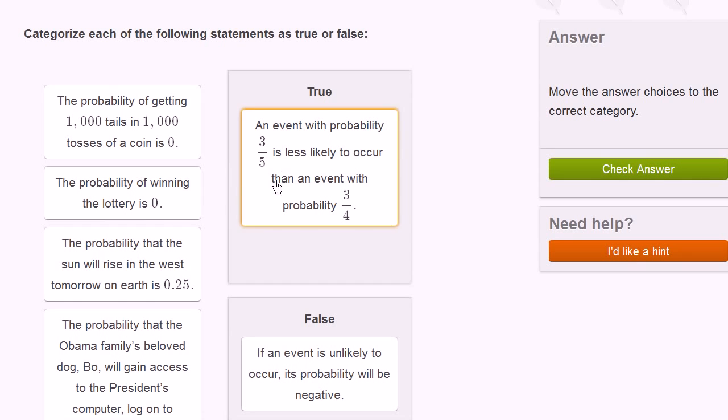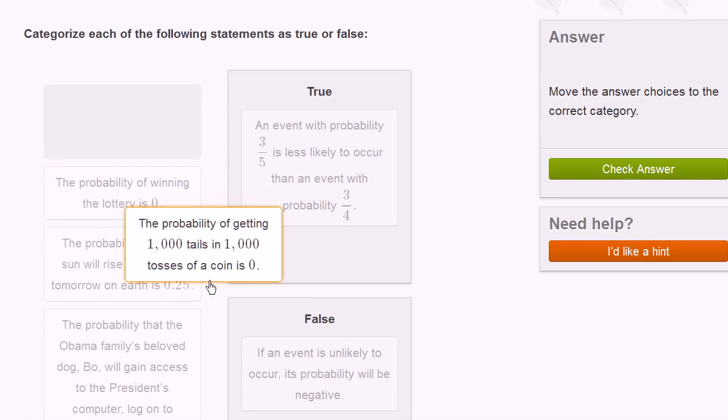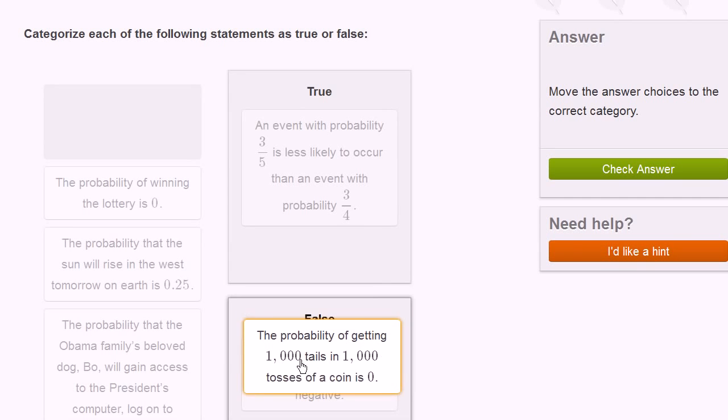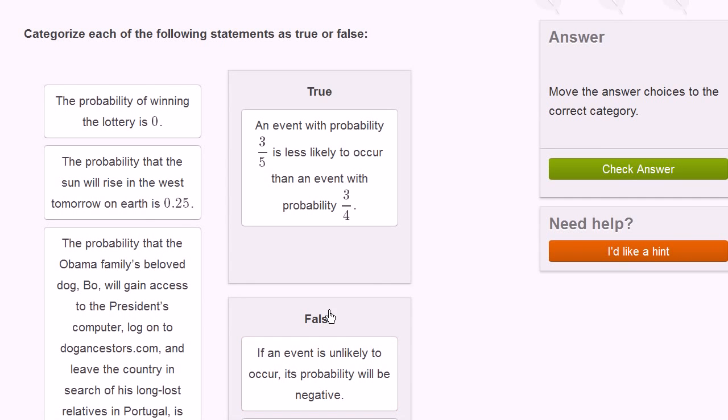This is true. The probability of getting 1,000 tails in 1,000 tosses of a coin is 0. So getting 1,000 tails in 1,000 tosses, in future videos we'll actually talk about how to calculate it. It's a very, very low probability, but it still is possible. So the probability is not 0. It could be a very small positive number close to 0, but it is not 0. A probability of 0 means that it is impossible.